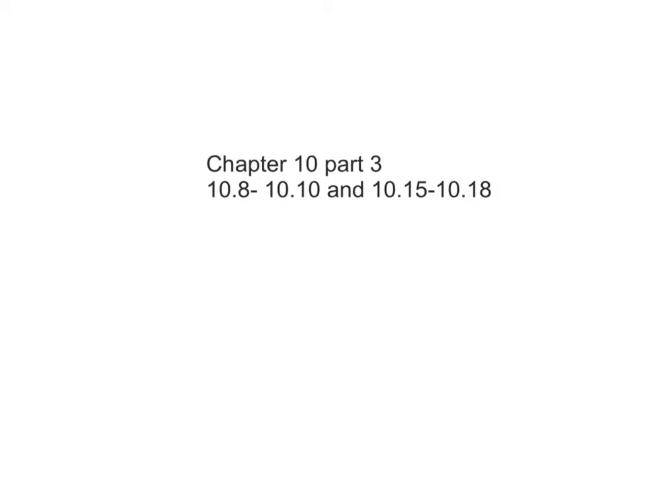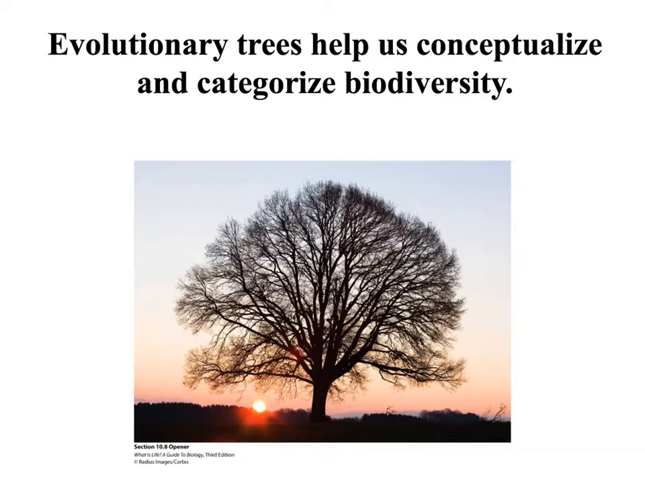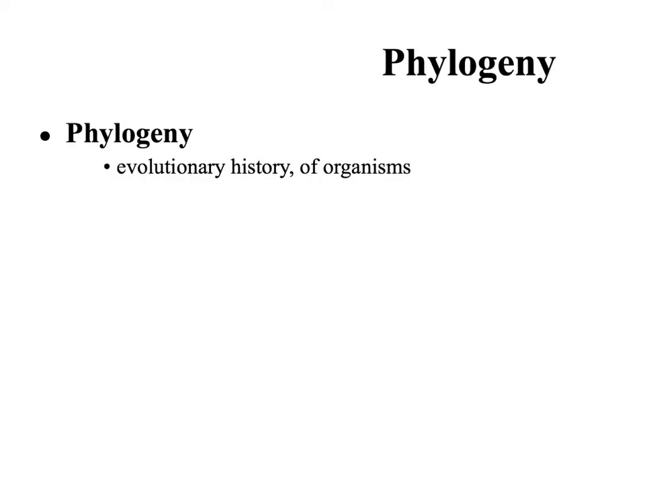In this lesson, we will be covering Chapter 10.8 through 10.10 and 10.15 through 10.18. We're first going to look at some evolutionary trees. These trees help us to conceptualize and categorize biodiversity. Evolutionary trees can also be called phylogenetic trees. A phylogeny is the evolutionary history of organisms.